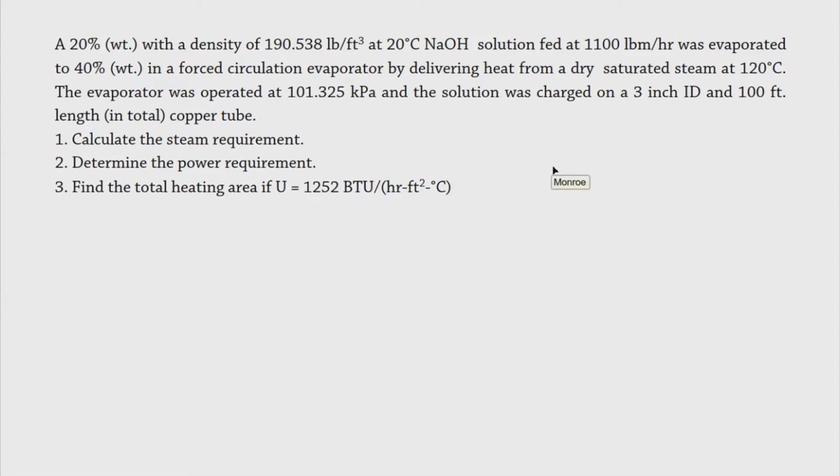For this problem, we have an ionic compound dissolved in water, fed at 1,100 pounds mass per hour, and evaporated so that the outlet liquor would be 40% concentration. The steam is fed at 120 degrees Celsius, and there are additional data here. The operating pressure for our evaporator is 101.325, which is actually 1 atmosphere. The solution is charged in a 3-inch inner diameter and 100 feet of pipe.